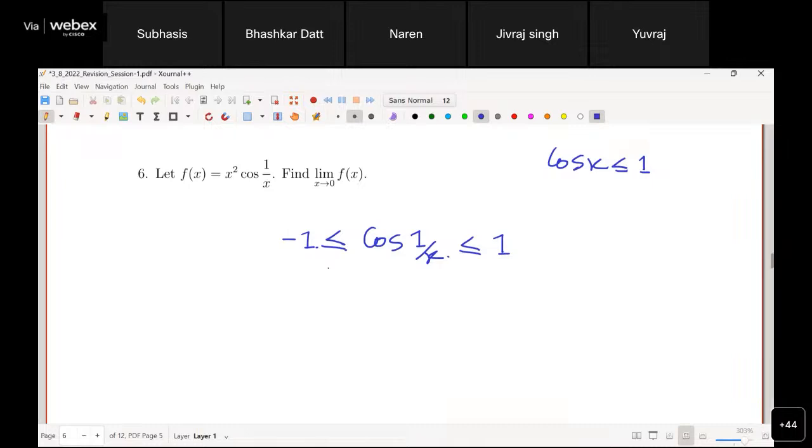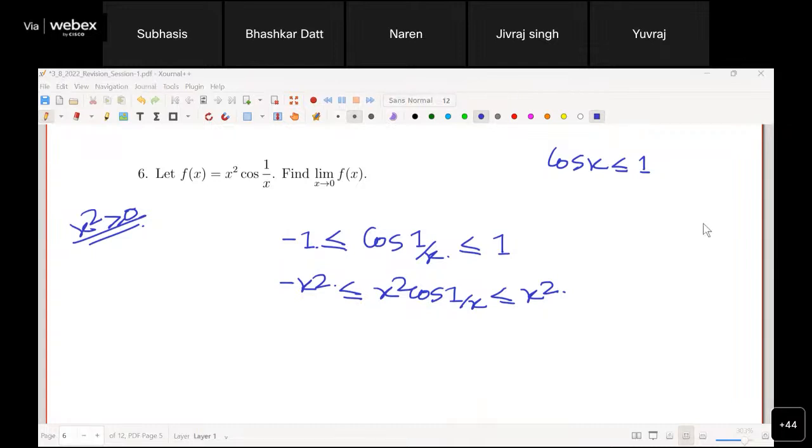So what I want here, instead of cos 1 by x in the middle, is x square times cos 1 by x. And you know that x square is always positive. So if I multiply by x square, then certainly it will not change the order of this inequality. So this is basically x square cos 1 by x, right? Yes, sir.